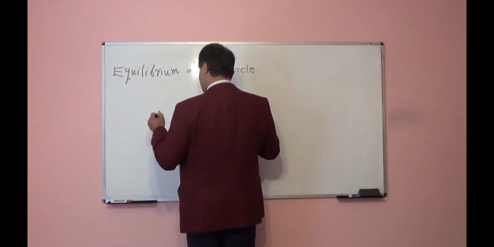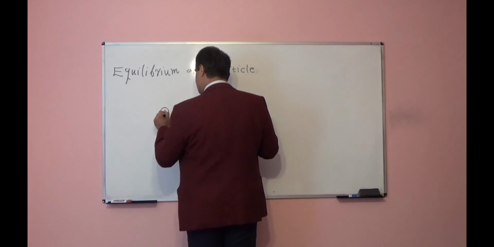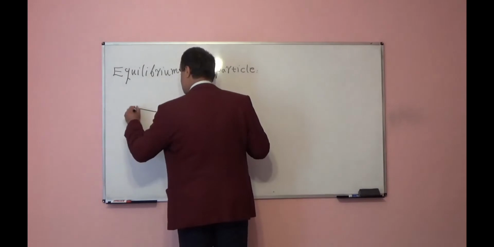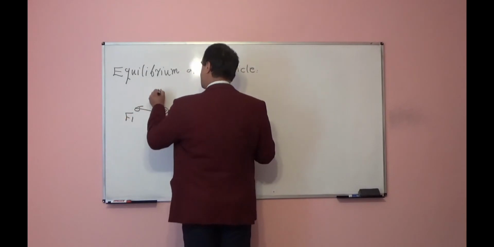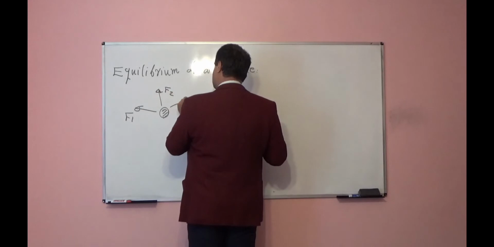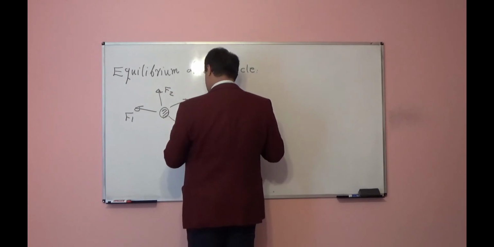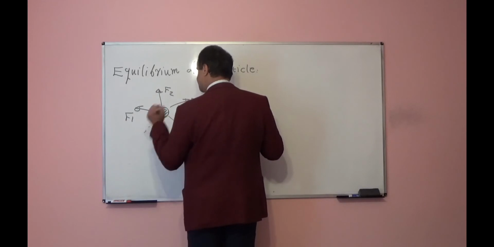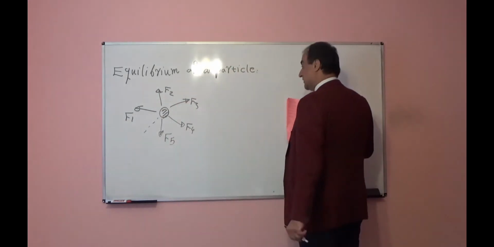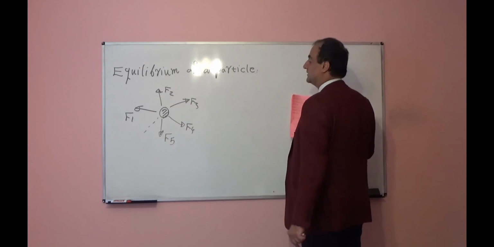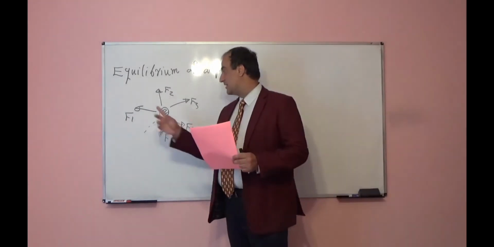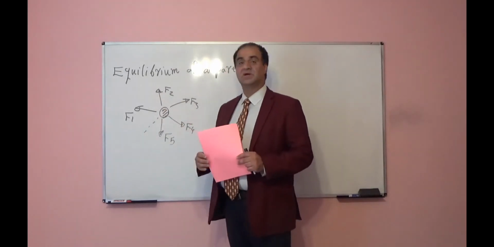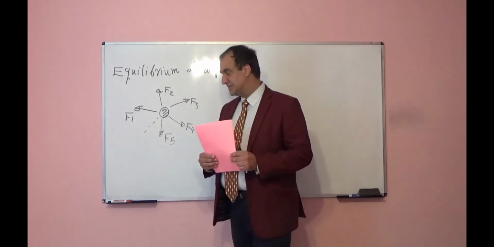In order to have one particle in equilibrium, for example, assume we have one particle, this particle is subjected to different forces, for example F1, F2, F3, F4, F5, and so on. So, in order to have this particle in equilibrium, the summation of forces, or resultant force, acting on this particle should be equal to zero.